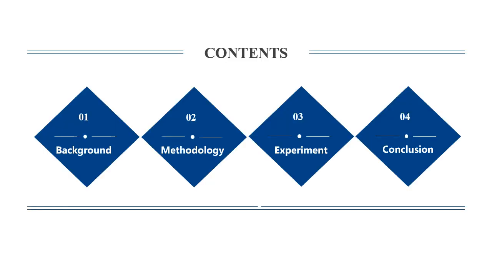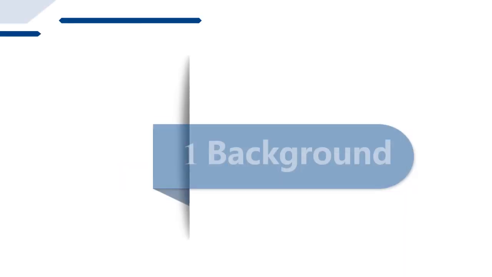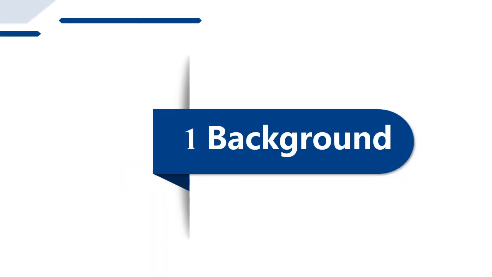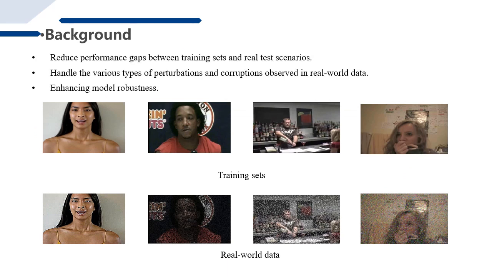It mainly includes four parts: background, methodology, experiment, and conclusion. Firstly, is the background. Generally, there are great differences between the training set and the actual test setting. As shown in the training set, the training data is generally clear. However, as shown in the real-world data, sometimes data contains more noise due to corruptions, camera-related perturbations, compression. Therefore, the challenge is to develop solutions to improve the robustness of the model and narrow the gap between the training set and actual test setting.